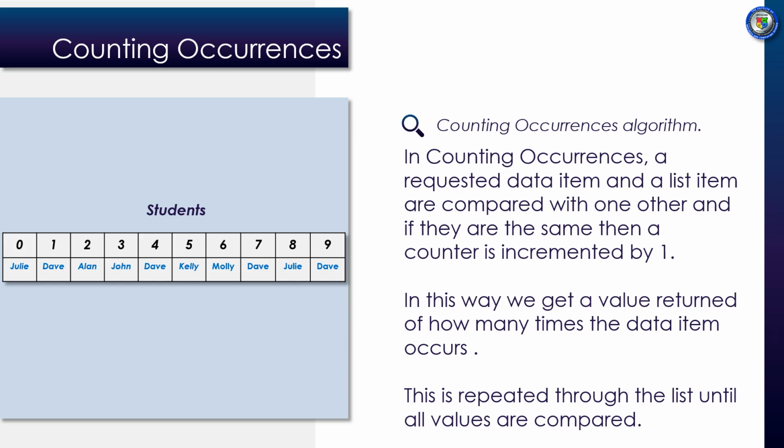In a counting occurrences diagram, a requested piece of data and a list or array of items are compared with one another, and if they are the same, then a counter is incremented by 1. In this way we get a value returned on how many times the data item occurs within the list or array. This is repeated through the list until all the values are compared.